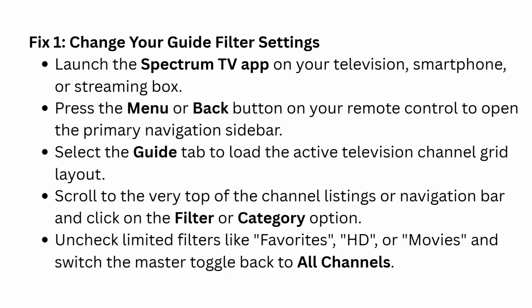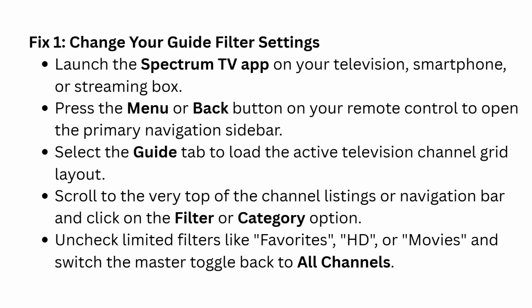Launch the Spectrum TV app on your television, smartphone, or streaming box. Press the menu or back button on your remote control to open the primary navigation sidebar. Select the Guide tab to load the active television channel grid layout.